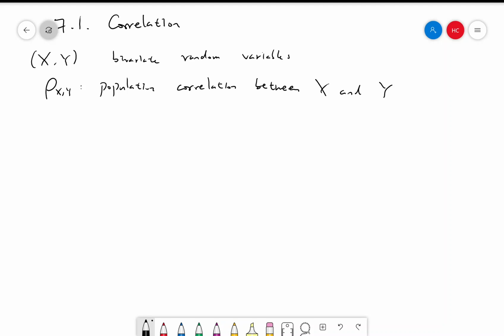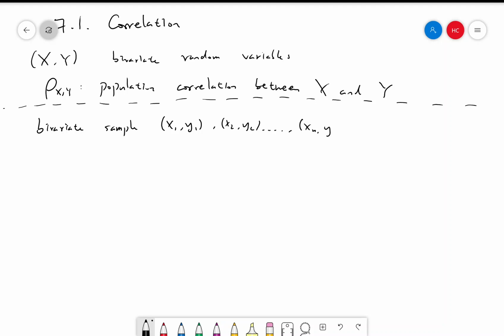But usually we don't know the population values because we don't have all the data in x and y. So instead we collect samples. So we have bivariate samples: x1, y1, x2, y2, all the way to xn, yn. So we have n samples. Then rxy is called the sample correlation coefficient between x and y.